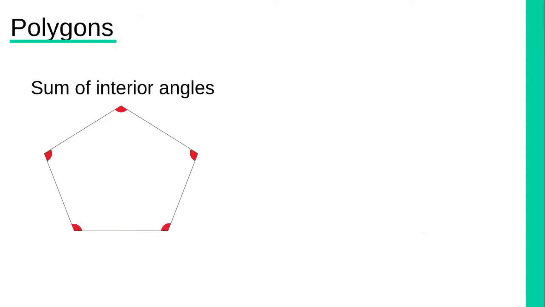Now let's look at all the things we need to know about polygons. These are two things. The first one is, how do we sum the interior angles of a polygon? There's a simple formula for this, and that is n minus 2 times 180, where n is the number of sides we have in our polygon. So in this example we have 5 sides, 5 minus 2 is 3, and 3 times 180 is 540 degrees. So this is the sum of the interior angles for this polygon.